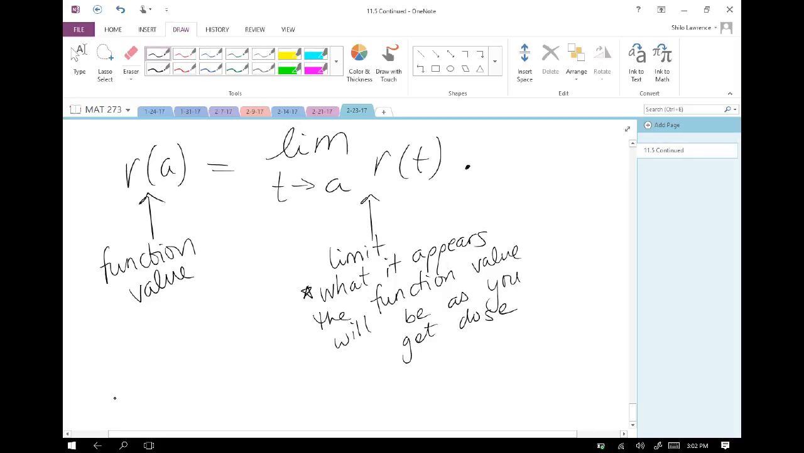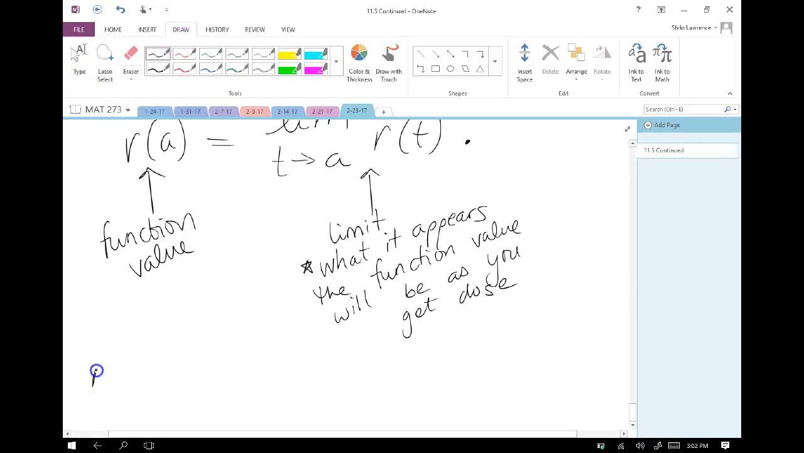It's usually easier to identify discontinuities and then throw them out, kind of like with our domain. It's easier to identify problems in the domain and then throw them away. And these two concepts are actually very closely related. We're going to be working with normal functions here. Nothing crazy. We're not going to stick a piecewise function into a vector valued function.